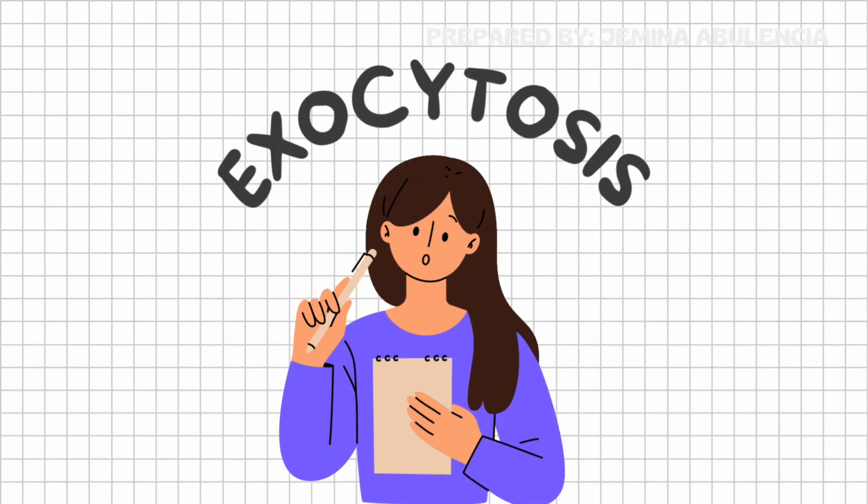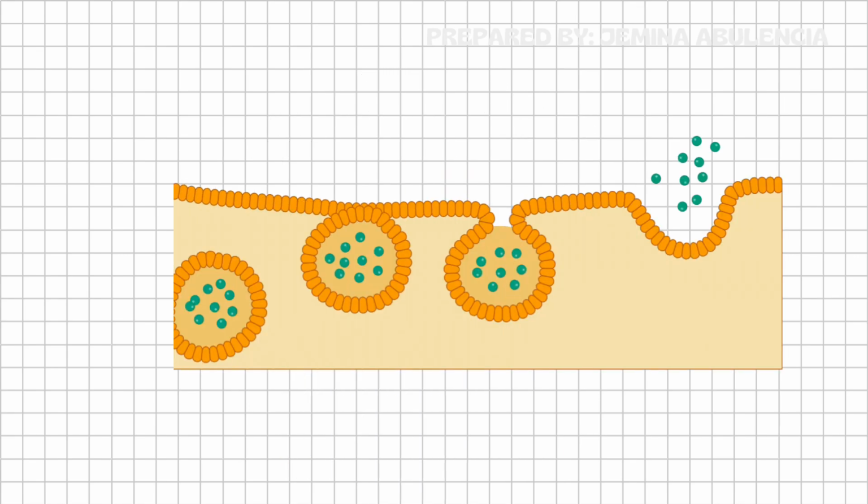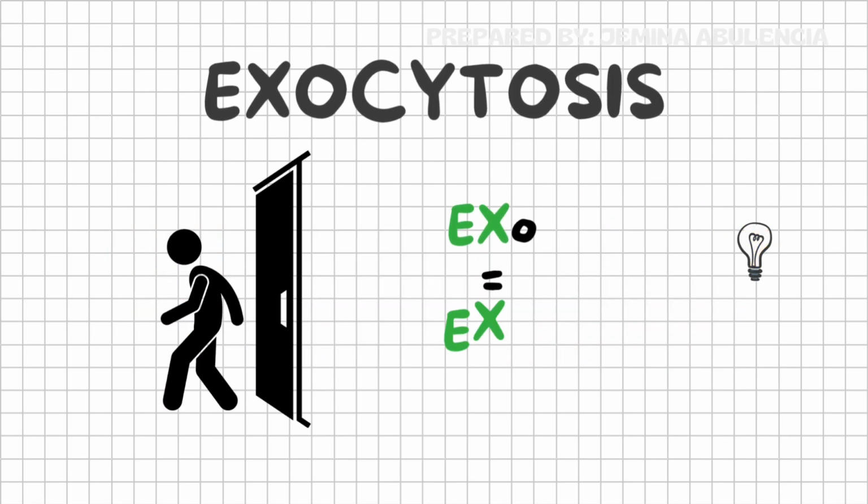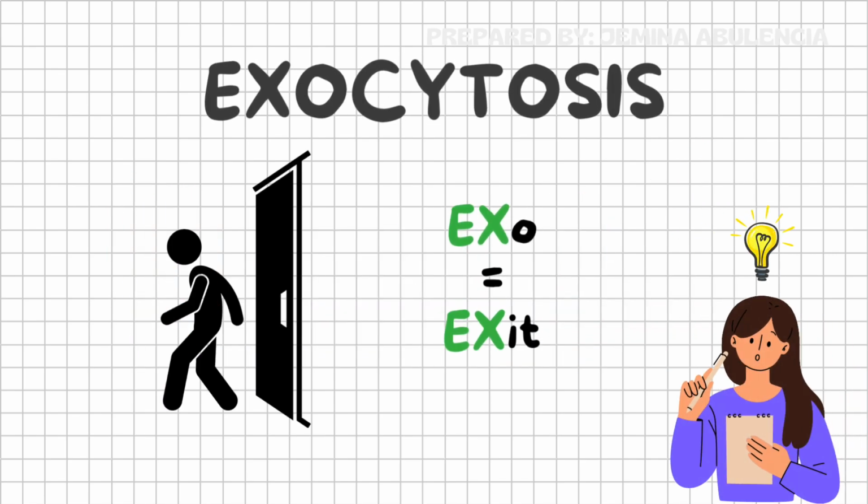On the other hand, we have exocytosis, the opposite process. This is how cells export substances, including hormones, neurotransmitters, or waste. The vesicle inside the cell containing the substances moves toward the membrane and fuses with it, releasing the substances outside the cell. We can remember exocytosis as exit.